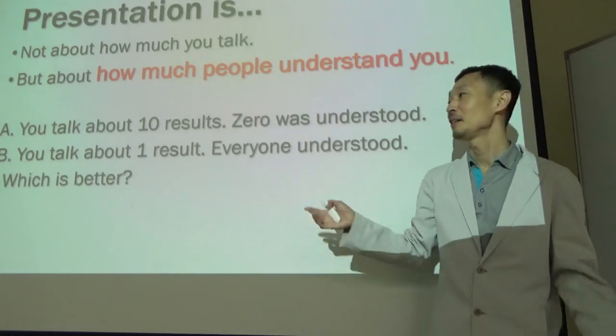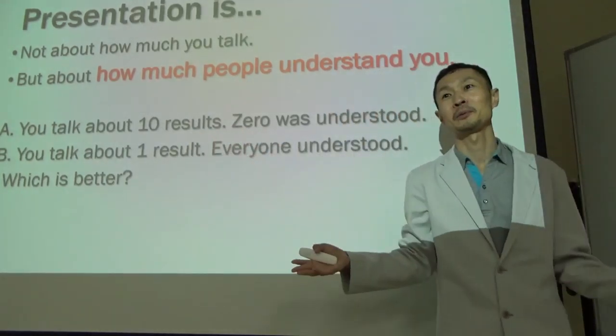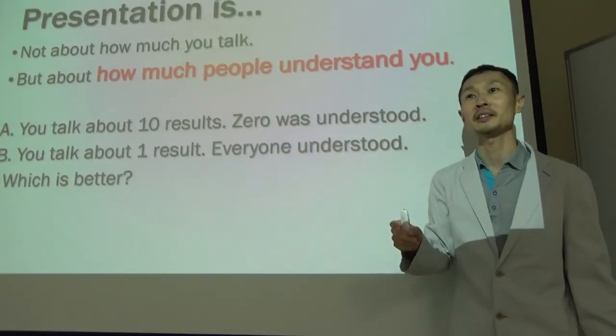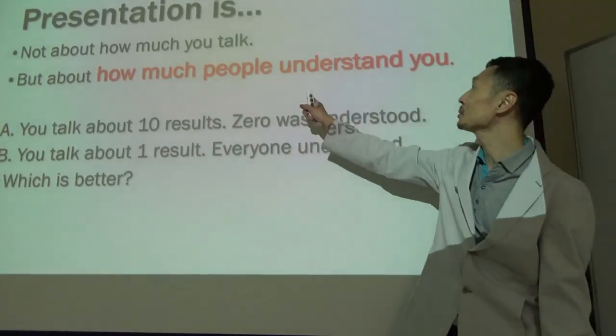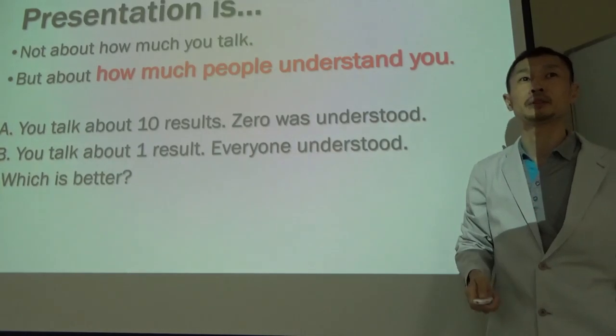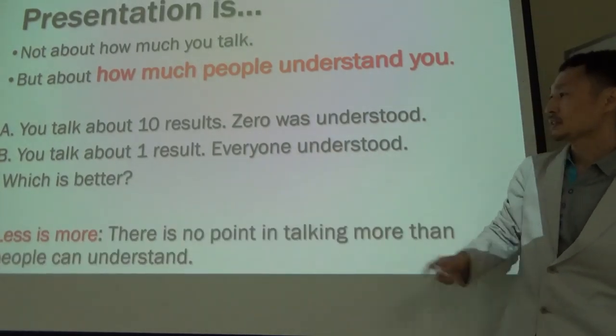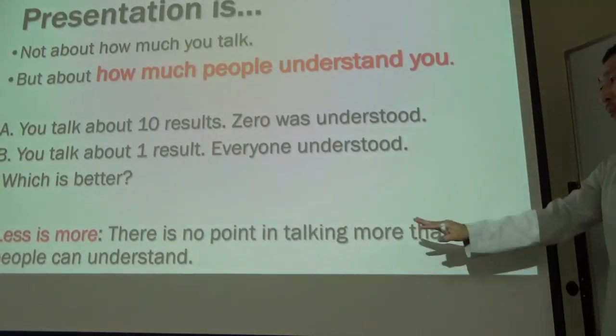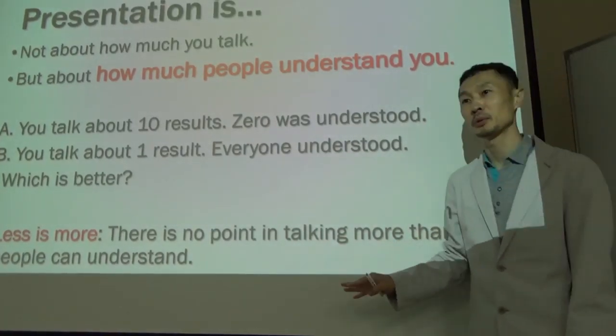It's obvious, right? 10 times 0 is 0. 1 times 1 is 1, right? So B is better. I want to tell you how much people understand is important. Shorter, less is more principle. There's no point in talking more than people can understand.